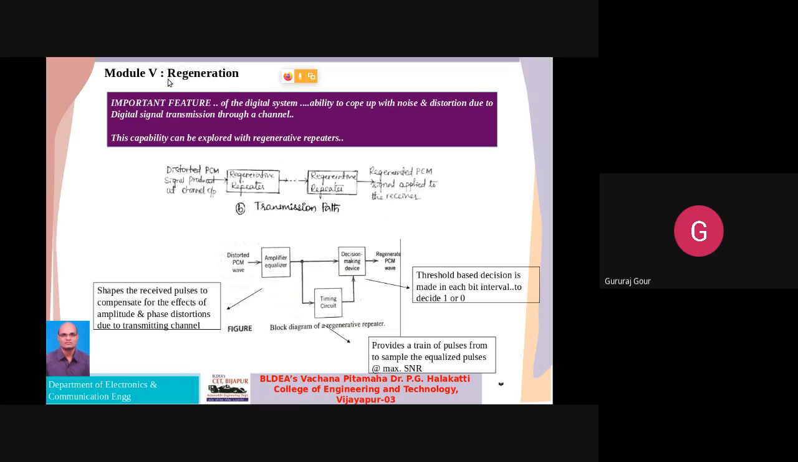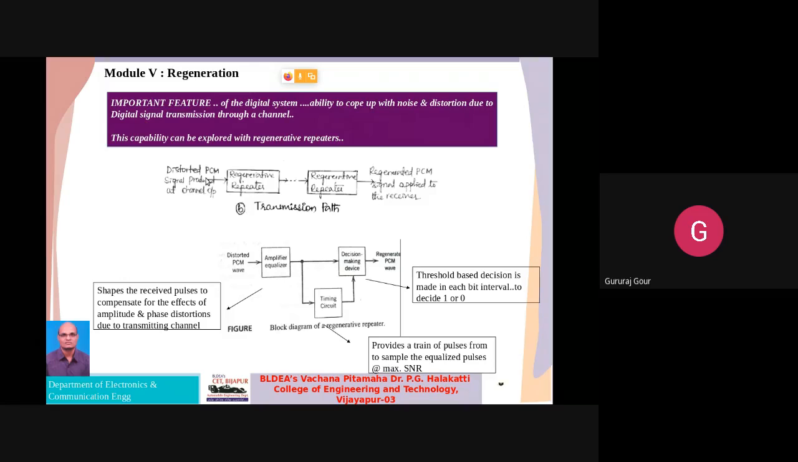So this regeneration or regenerative repeaters is one of the very important features of any digital system, because it is that part of the whole transmitter and reception system, total system, where it is going to take care of transmitting or sending your data reliably up to the receiver destination, whatever may be the length of the path.